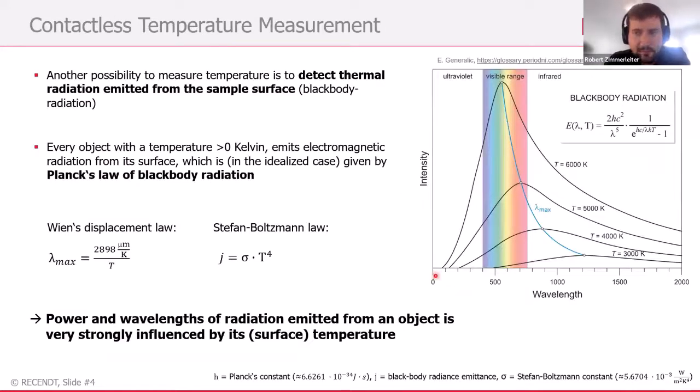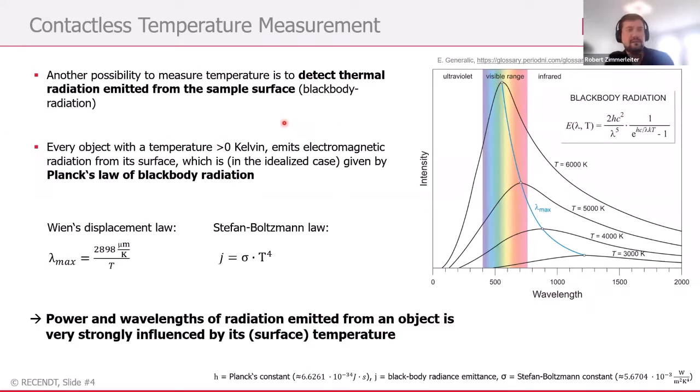So there's another way to measure the temperature of a body without actually touching it. This relies on the detection of thermal radiation that is emitted from the sample surface, which is often referred to as black body radiation.